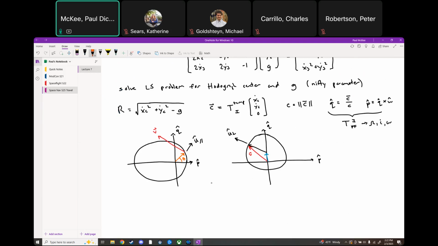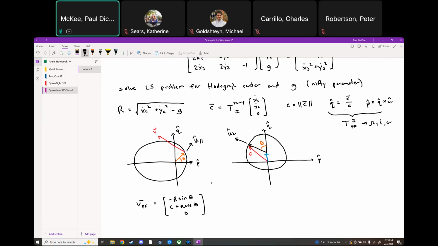Okay, why do I care about that? Well, because the angle between P and U parallel is theta. The angle between Q and U perpendicular is also theta. So that allows us to write some nifty equations here. The velocity in the parafocal frame is equal to negative r sine theta, that's in the P direction, and c, the scalar c, plus r cosine theta in the Q direction, and then nothing in the W direction, right?